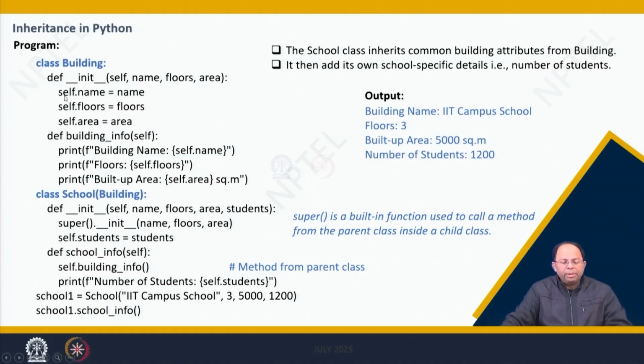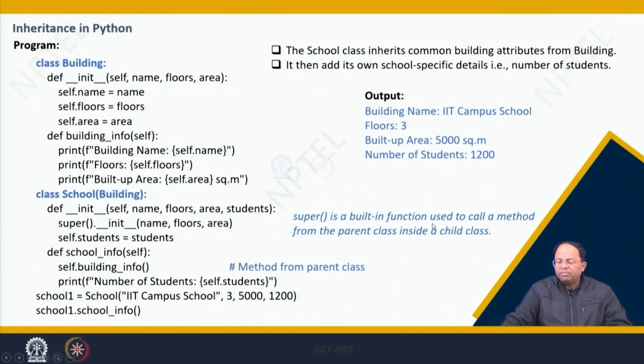So in here I have been putting the values of initializing self.name, self.floor, self.area. Here I am adding self.student. But I also do have to initialize the first variables, right? So what I do is I call the __init__ function with name, floors, area, which we have defined earlier in the previous class. But how do I do that? I use this syntax, which is super.